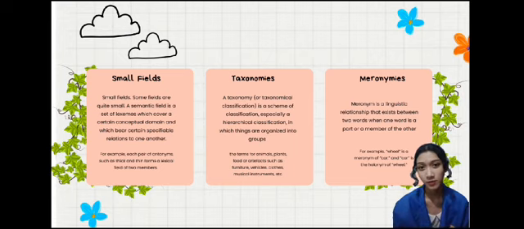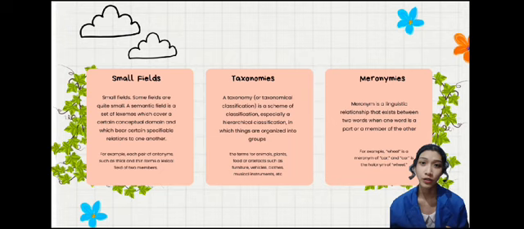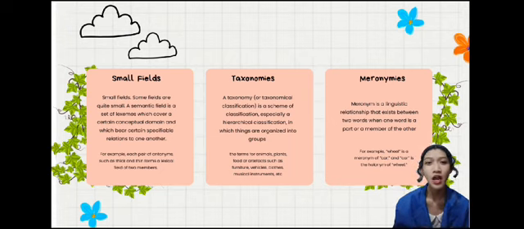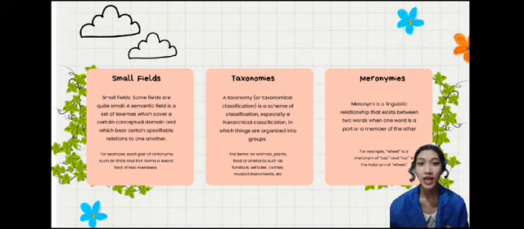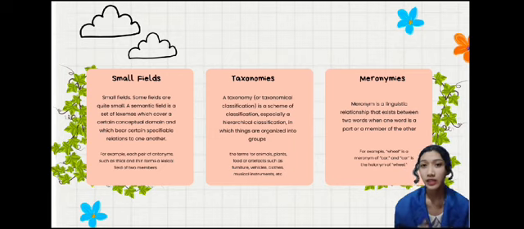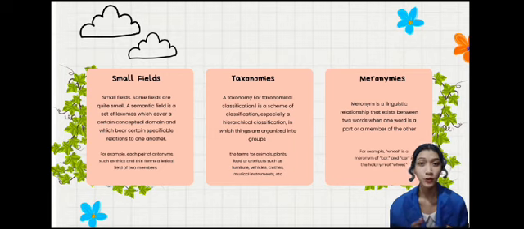Taxonomies: these are the terms of animals, plants, food, or artifacts such as furniture, clothes, musical instruments, etc. Meronym is a linguistic relationship that exists between two words when one word is a part or a member of the other. In this relationship, for example, wheel is a meronym of car, and car is the holonym of the wheel.